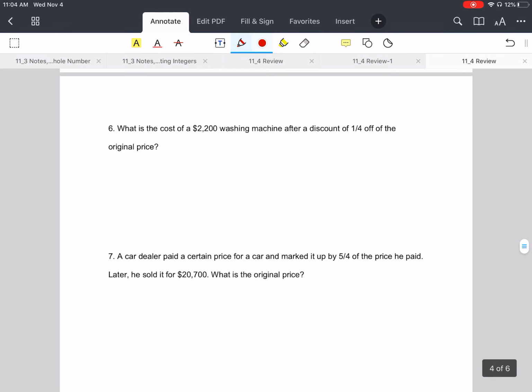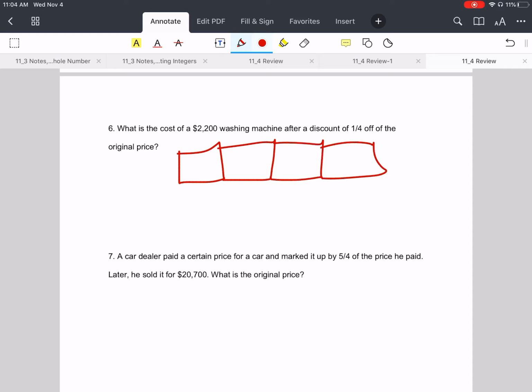Okay, multi-step equations. What is the cost of a $2,200 washing machine after a discount of 1/4 off of the original price? So we have 4 boxes to represent the original price, and we are going to split 2,200 divided by 4, which equals 550 per box. So 550 in each box.